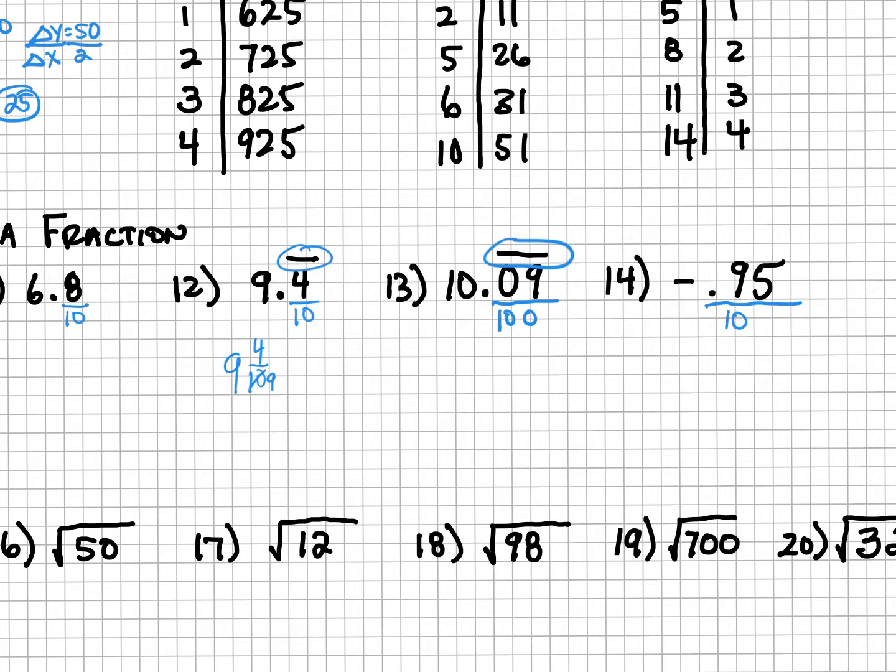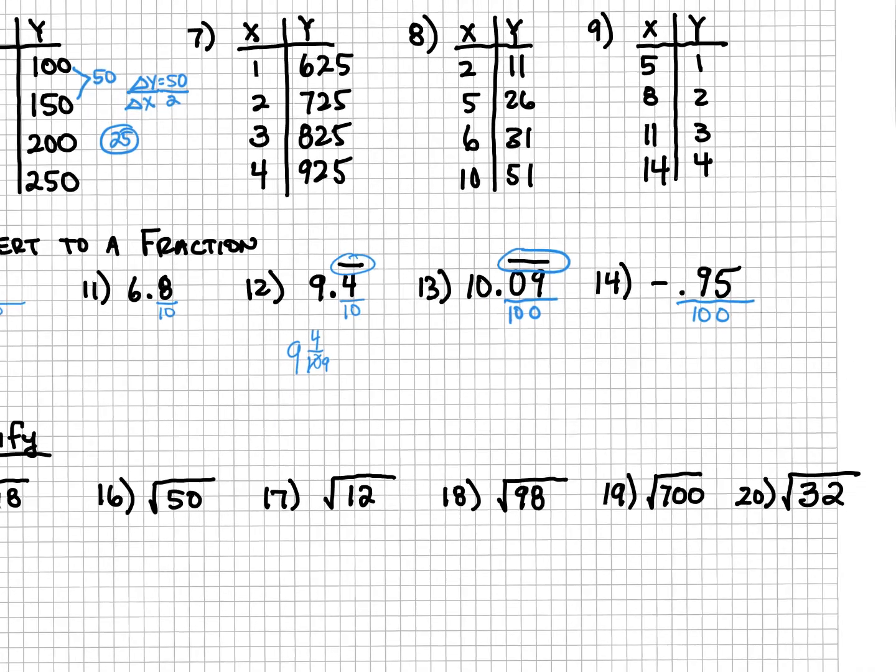This is the 10th spot. This is the 100th spot. You think, okay, I'm done. 95 hundredths, negative 95 hundredths, but something goes into 95 and 100. So go ahead and try to figure out what number goes into 95 and 100 and take it out.